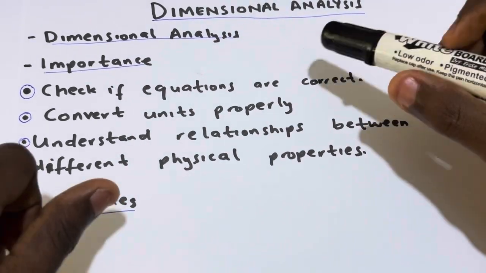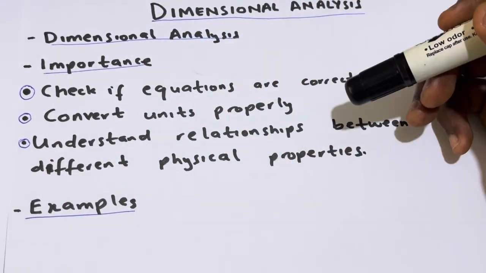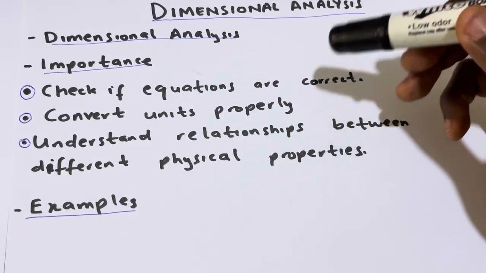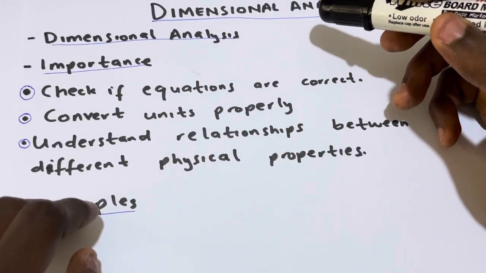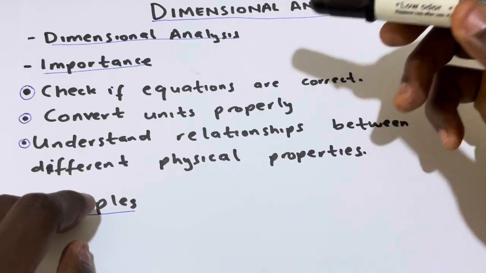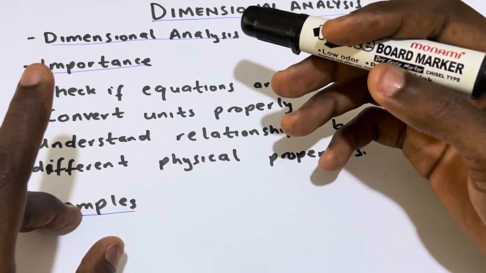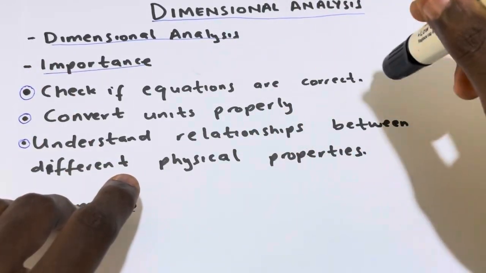Today's video, we're treating the topic of dimensional analysis. When we talk about dimensional analysis, what comes to mind? Dimensional analysis is the method used in science and engineering to check whether equations are correct or not, that is, to check whether equations make sense and to convert between different units.